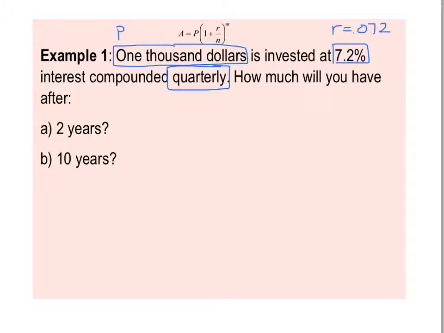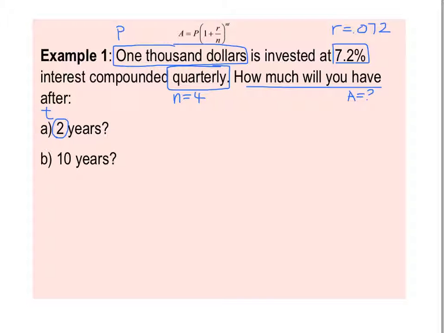This interest is compounded quarterly. That's going to give us our N value. Remember that N represents the number of times it's compounded in a year. So quarterly means 4 times a year. So that's an N of 4. And the question is, how much money will you have? So that's the ending amount. So we're trying to find A. And then we have 2 different problems, each where we were given a T, a time.